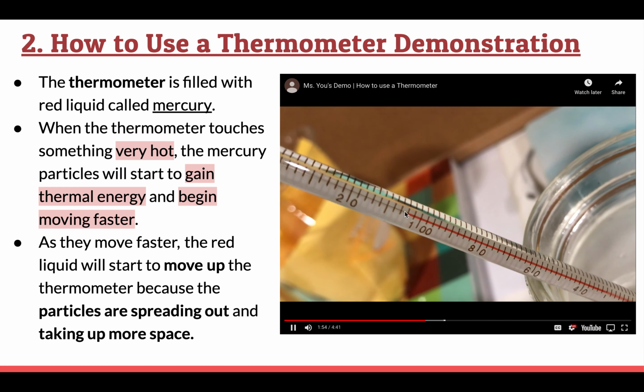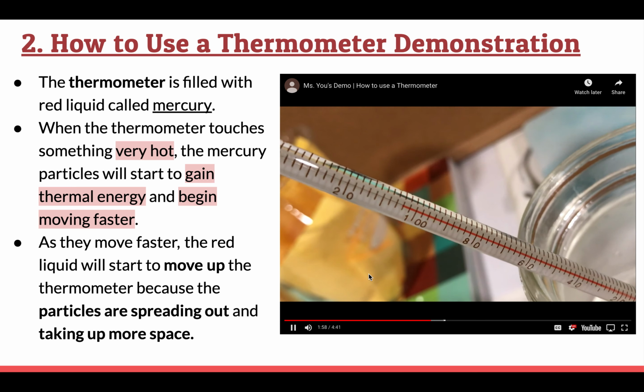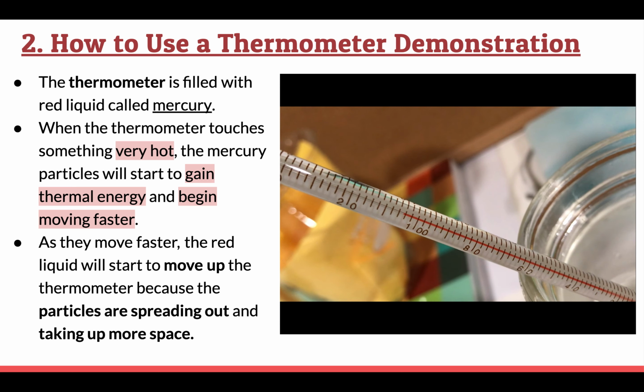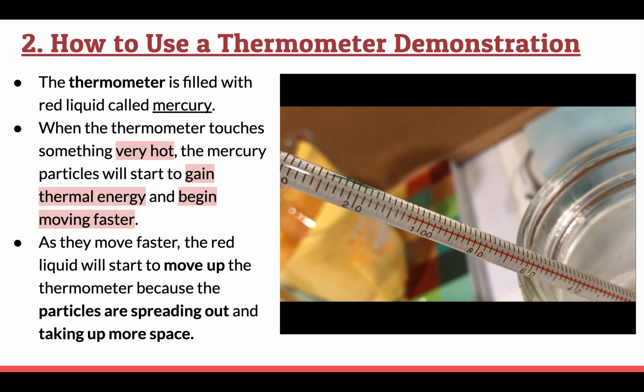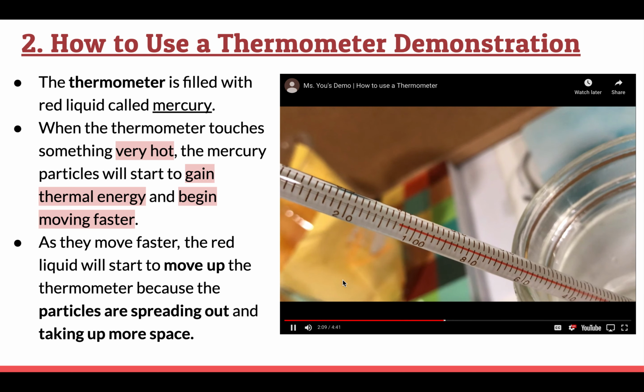So here's how you can measure the temperature. So the temperature of this hot water right now is slightly above 100. So it's around 100 and, let's see, 100 and around 106. That's the temperature of this hot water.